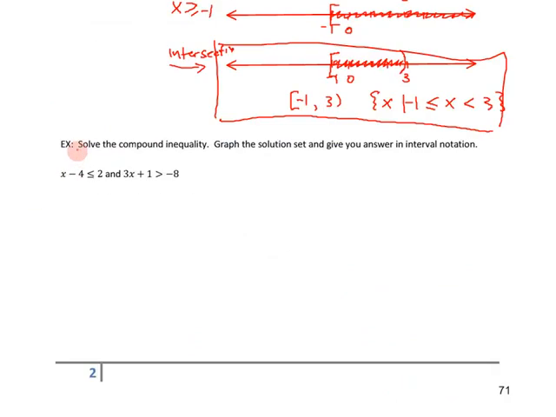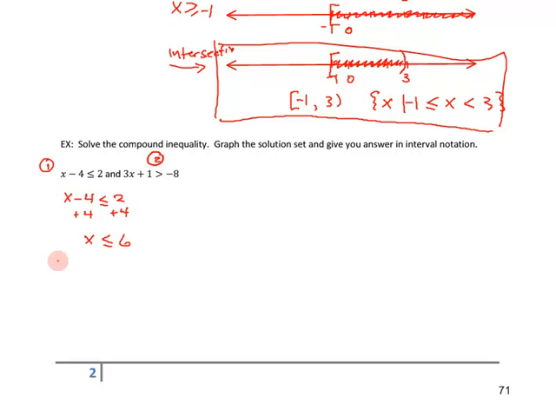On this problem, we're asked to solve the compound inequality. We're going to graph the solution set and give our answer in interval notation. So let's start with our first inequality and solve it. x minus 4 less than or equal to 2. If I add 4 to both sides, I'll get that x is less than or equal to 6. So that one's done.